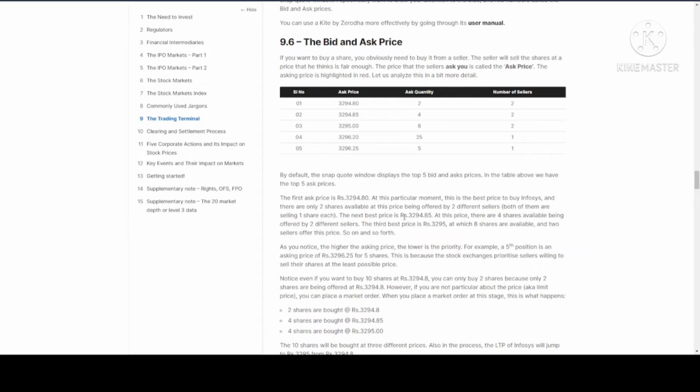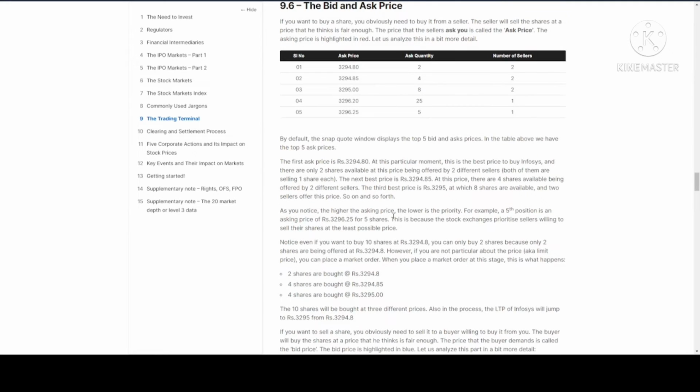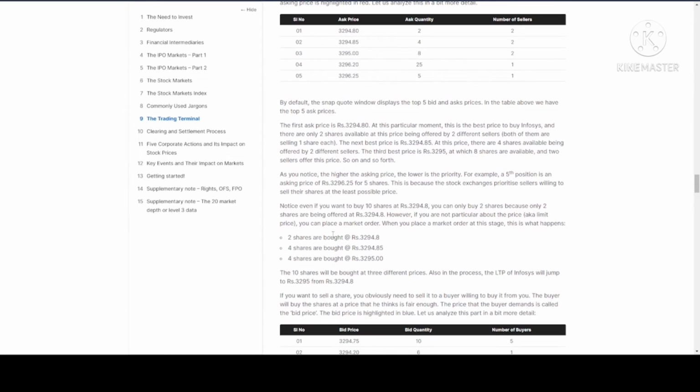The next best price is this, with 4 shares available. As you notice, the higher the asking price, the lower the priority. For example, the 5th position is this. This is because the stock exchange prioritizes sellers willing to sell their share at the least possible price.